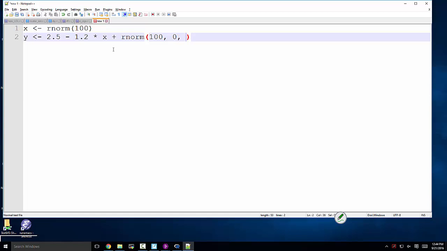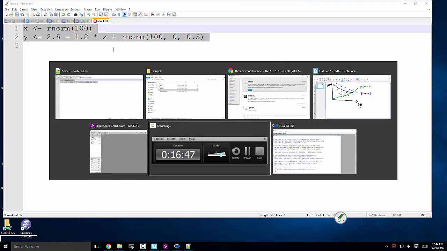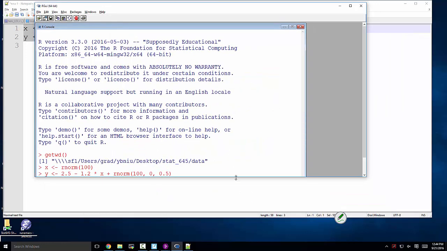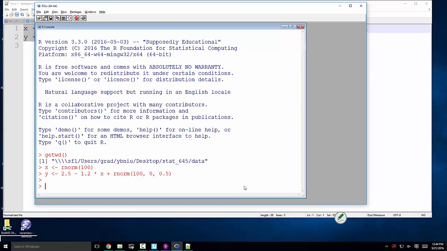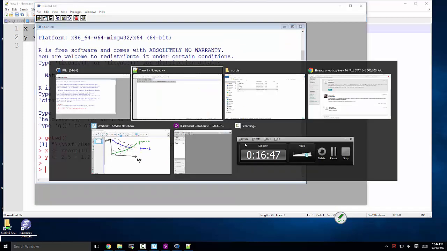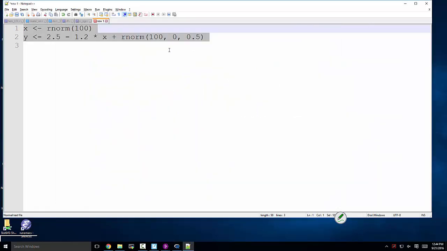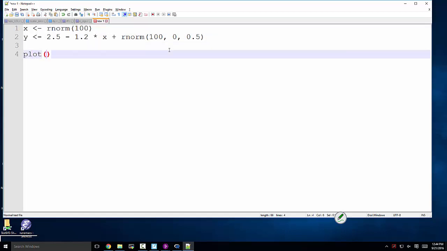Let's say rnorm 0, we'll do standard deviation 0.5. Just making up numbers and going to use them to simulate some data. So now I have 100 x's, 100 y's. And let's make a scatter plot of them. Scatter plots can be done with the plot function. What do you want on the horizontal axis, comma, what do you want on the vertical axis? This just puts points.